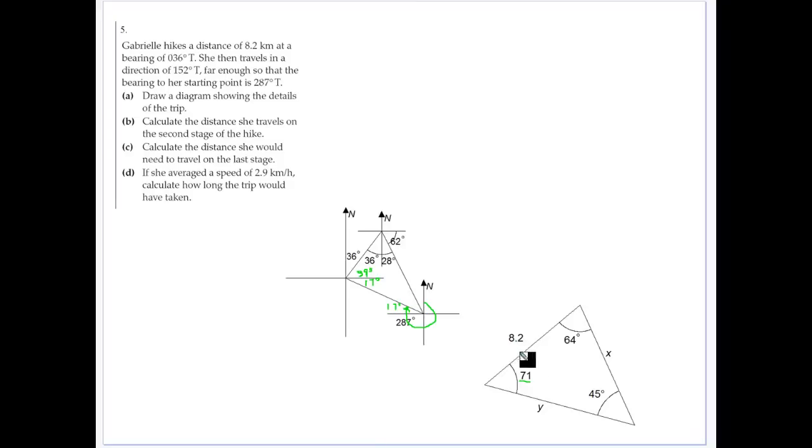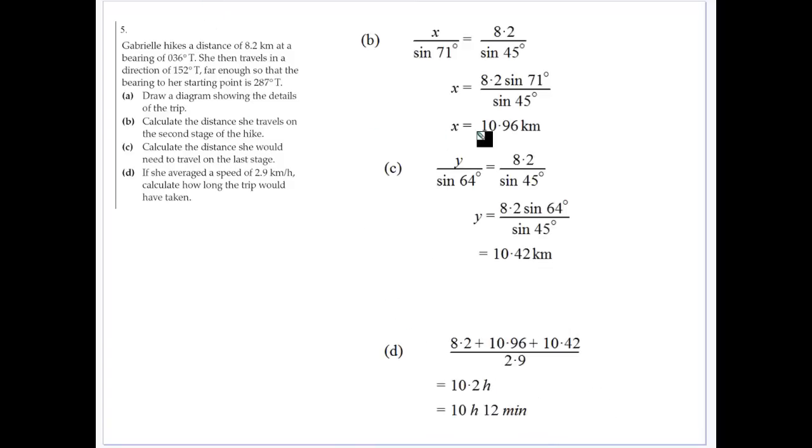We've got the 8.2, and that leads us to get the x that we want to find in part B, which then allows us to find y in part C. So we look at our calculations: x on sine of 71 equals 8.2 on sine of 45. So we do our calculations, and for B she's travelled 10.96 kilometres.